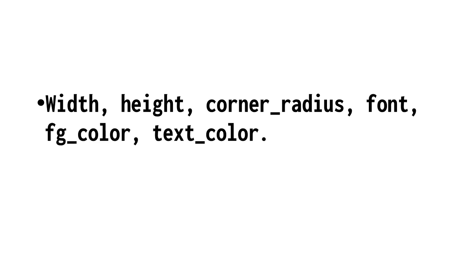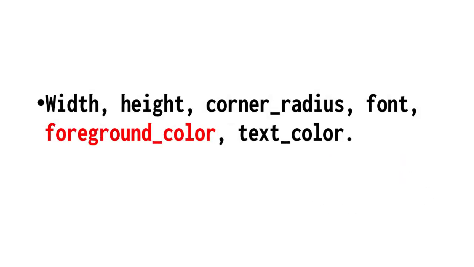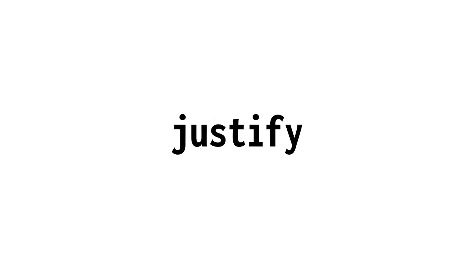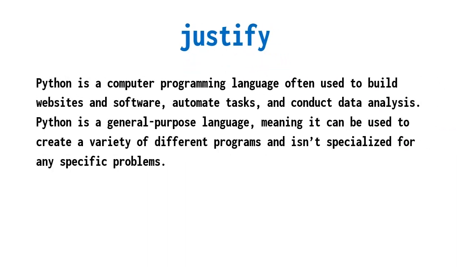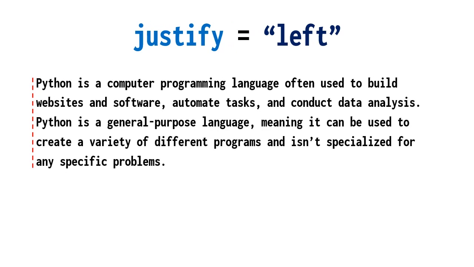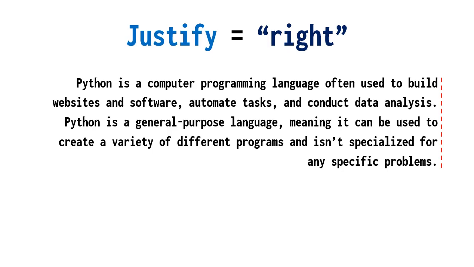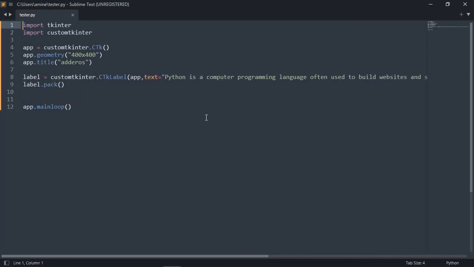For the regular arguments we have width, height and corner radius in pixels, font, foreground color and text color, like the button arguments. The default of foreground color is transparent. For the new arguments, justify specifies how multiple lines of text will be aligned with respect to each other. Left for flush left, center for centered, or right for right justified. The default is centered.